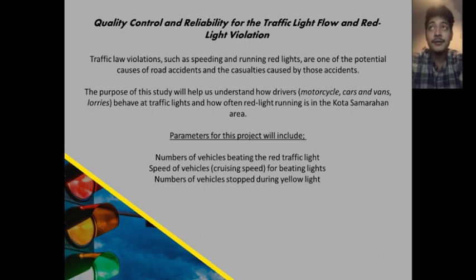So the parameters for this project will include the number of vehicles beating the red light, the speeds of the vehicles, which is known as the cruising speed for the beating red lights, and the number of vehicles that stop during yellow lights, basically from yellow light to red.